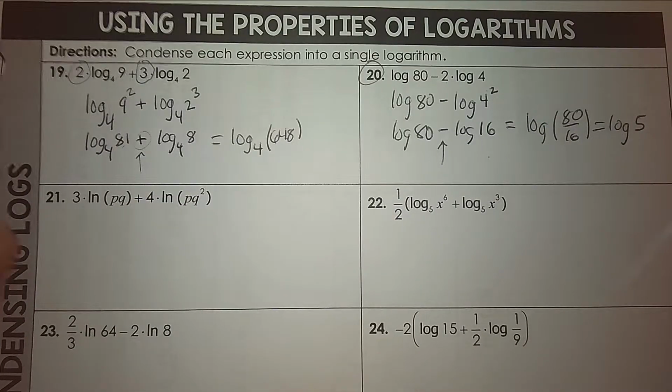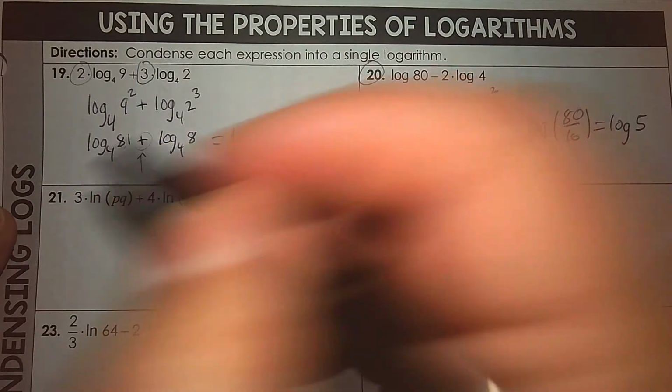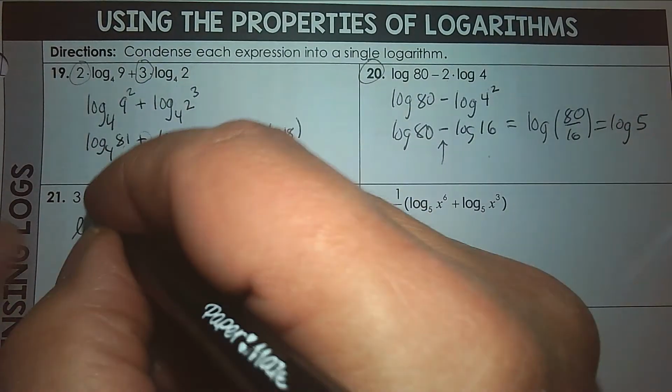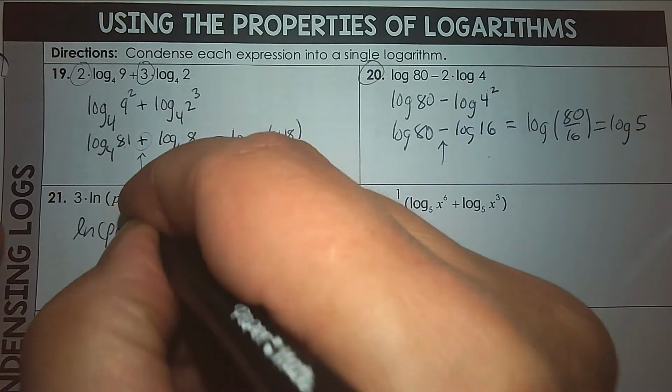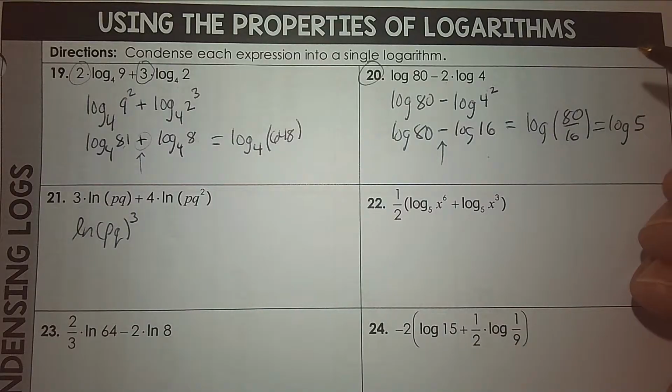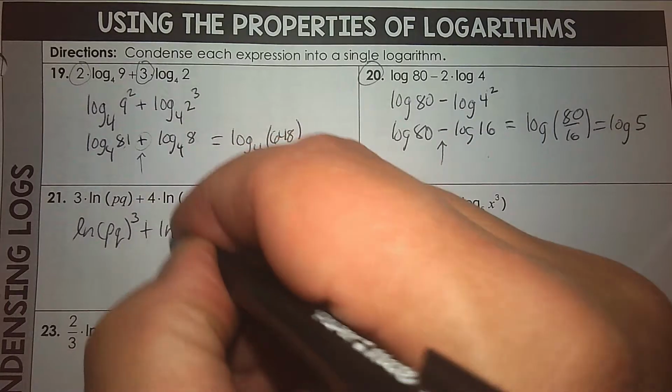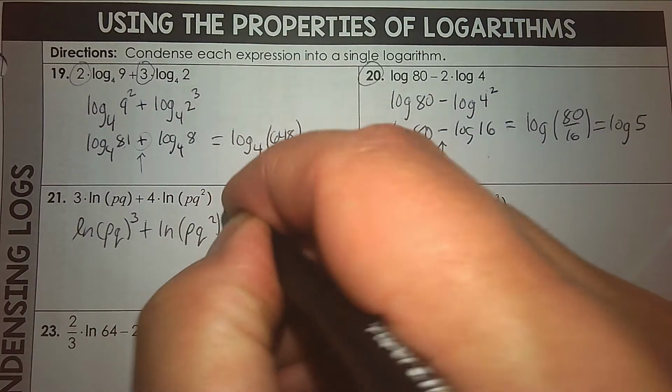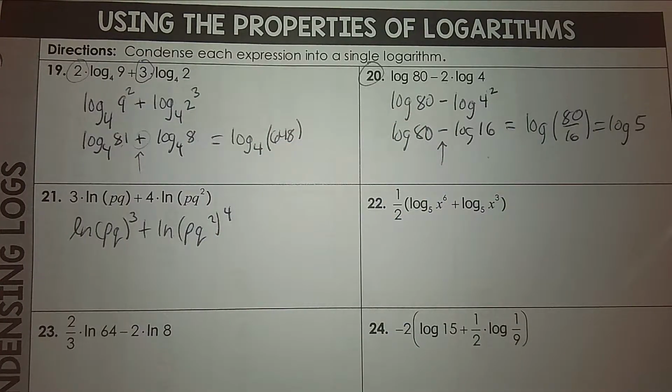21. Do you see any number in front? Of course you do. Where does that belong? Inside as an exponent. Second one too. Inside as an exponent. So can you do step 1? Are you making it simple?